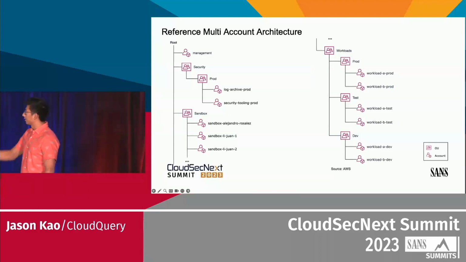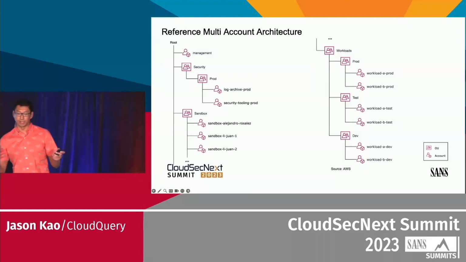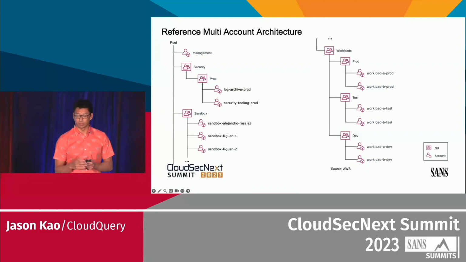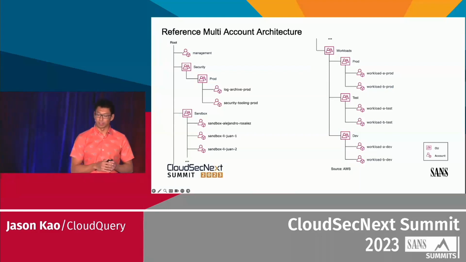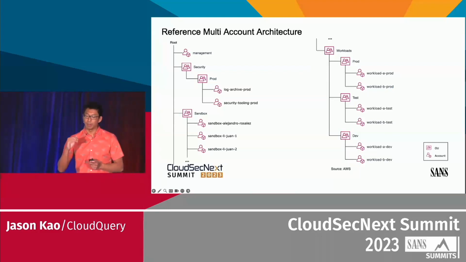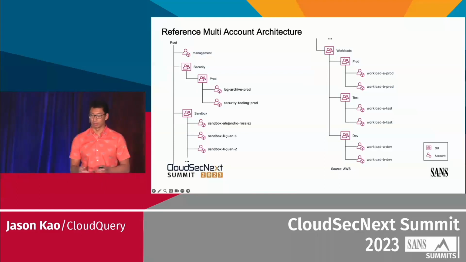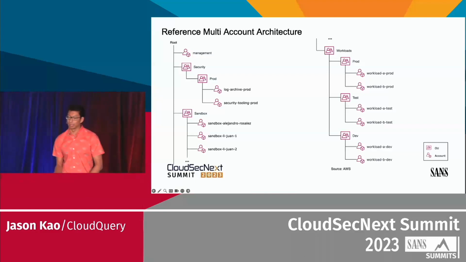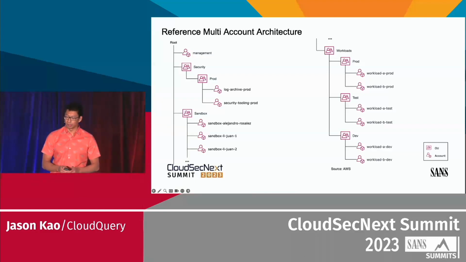So for reference, this is a multi-account architecture. I pulled this from AWS. What we see here is within this multi-account architecture, we heard about organizations earlier, right? This is a sample org, but there's a management account, which is the management account of the organization, and there are different OUs. So security is an OU, prod is an OU, sandbox, workloads, et cetera. And then you'll see some of the accounts within there as well.